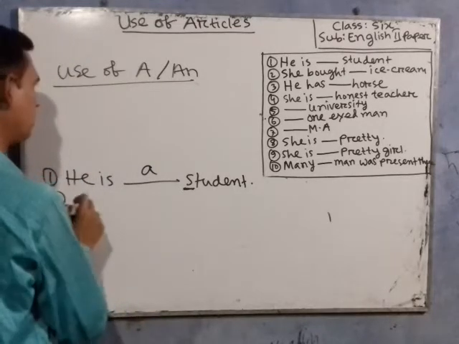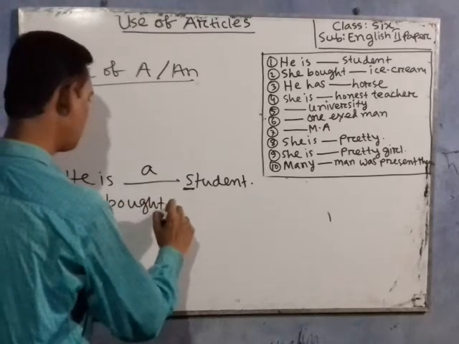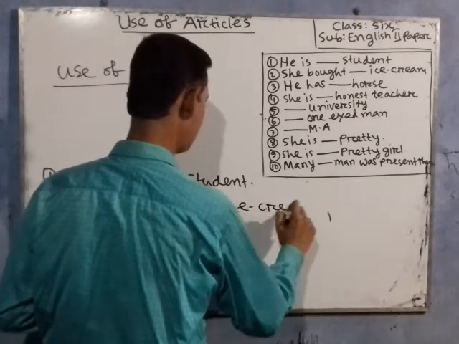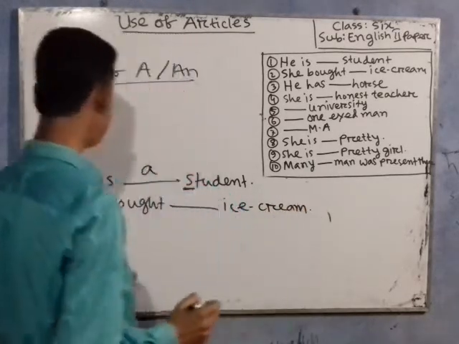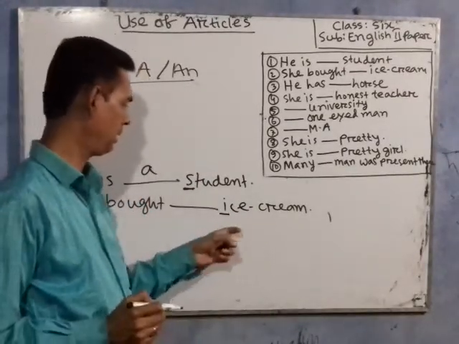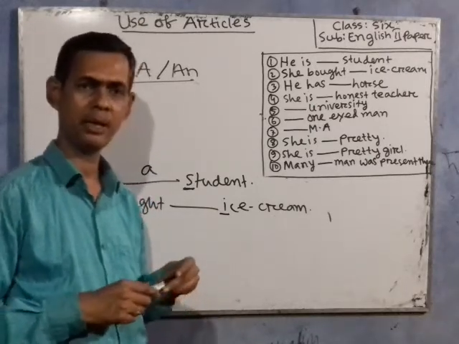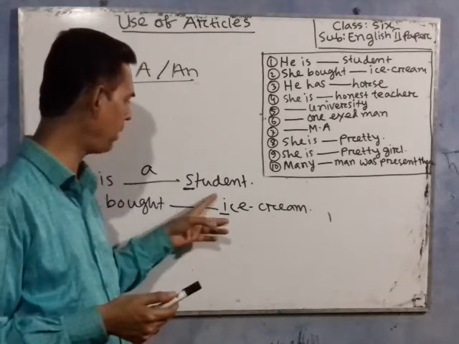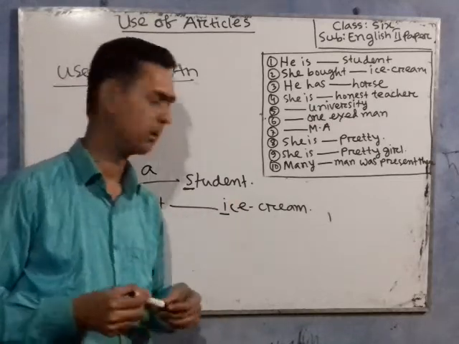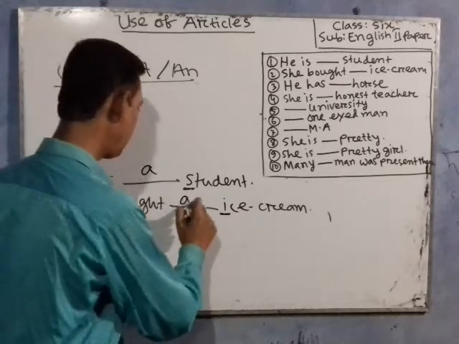Another example: she bought dash ice cream. Here the first letter of this word is I, and I is a vowel. So you have to remember that if the first letter of any word is a vowel, then An will be used before such a word. Here I is a vowel. That is why here An will be used.